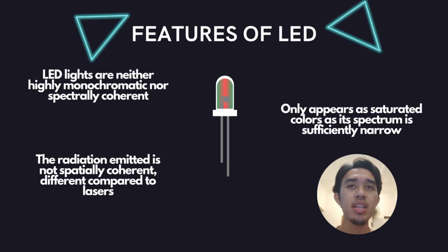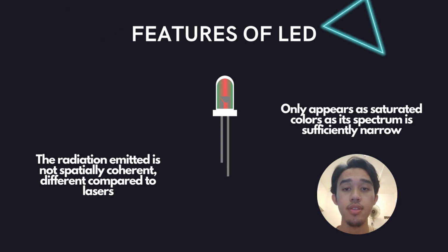An LED has many features, some of which are that LED lights are neither highly monochromatic nor spectrally coherent. LED lights only appear as saturated colors as their spectrum is sufficiently narrow. The radiation emitted is not spatially coherent, different compared to lasers.